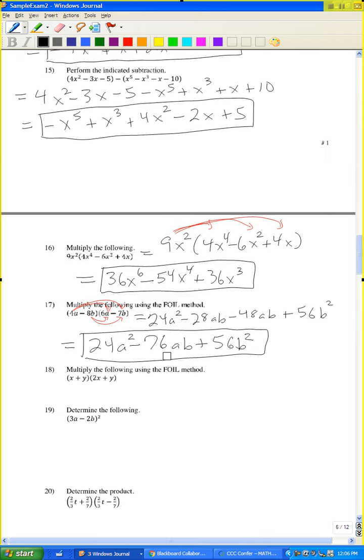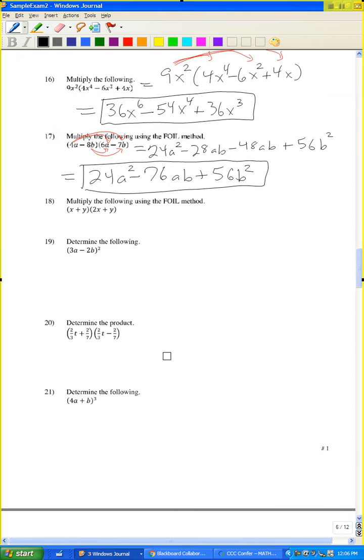Let me do problem 18. And so, first, outer, inner, last. X times 2x is 2x squared. X times y, xy. Y times 2x, 2xy. Y squared. So this is 2x squared plus xy plus 2xy is 3xy plus y squared. And that is your answer.